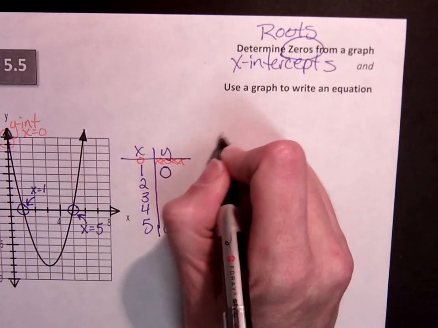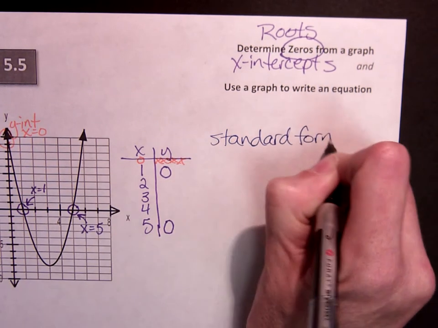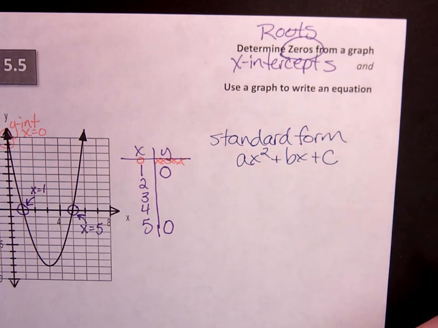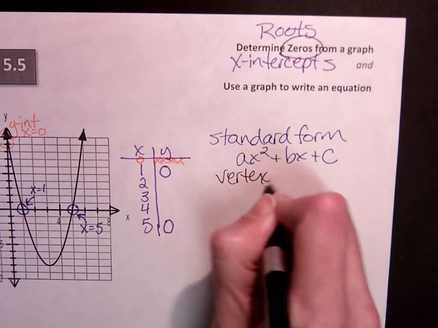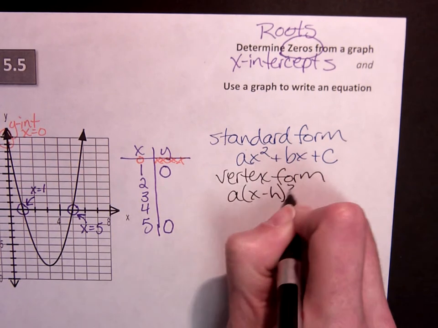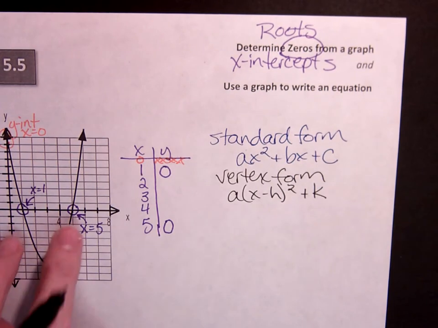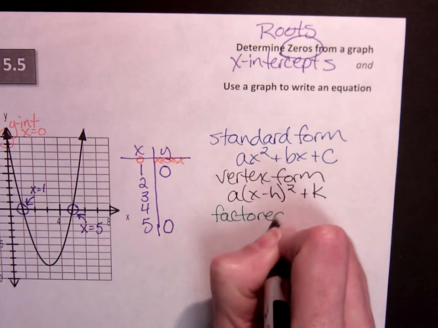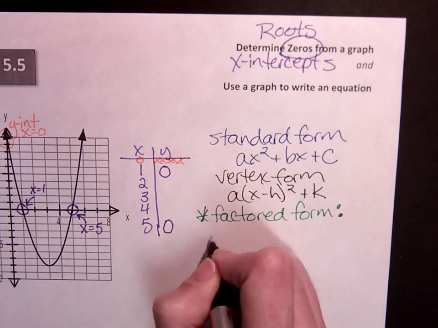I already have standard form, which is ax squared plus bx plus c. And I already have vertex form, which is a times x minus h squared plus k. Well, now we're going to use the roots to write in what's called factored form. Right? This is our new one.